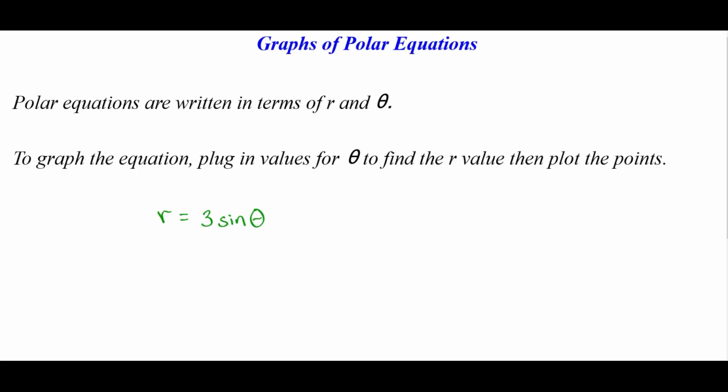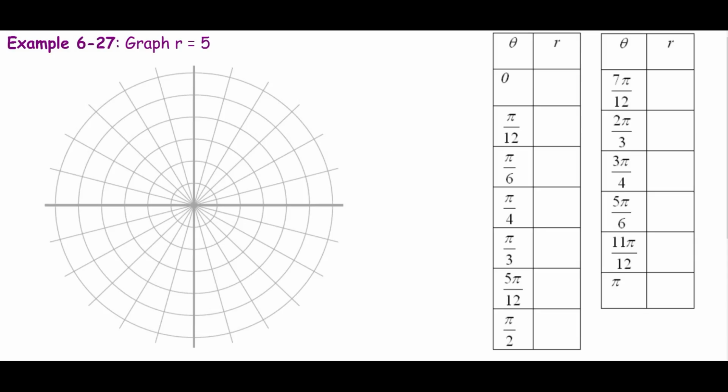A lot of times polar equations will involve trigonometric expressions. So let's look at some examples here. So this one we're going to start with is just r equals 5. So no matter what my theta value is, r is 5. So it's like a constant function. So easily enough to fill in the table here. All of my r values are 5 regardless of my theta value.